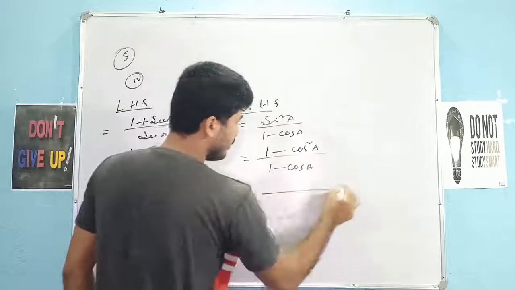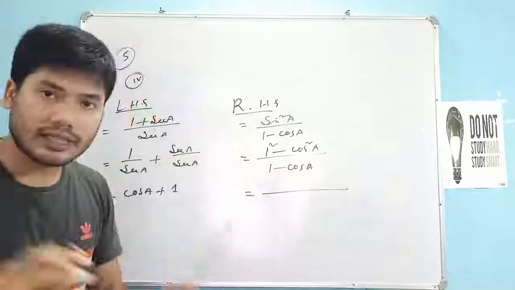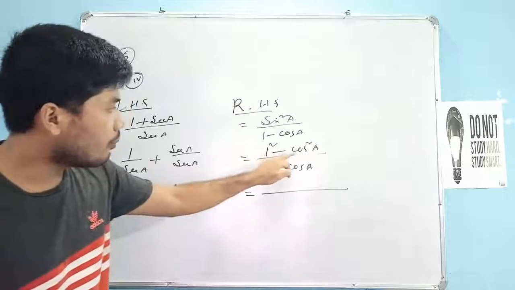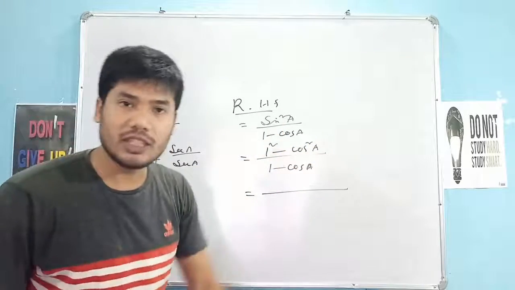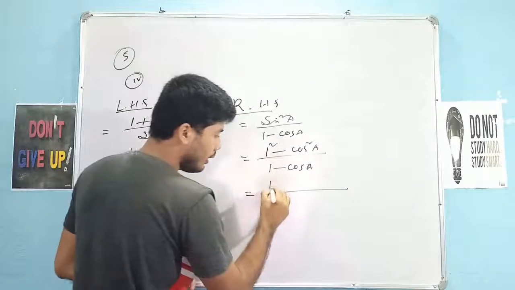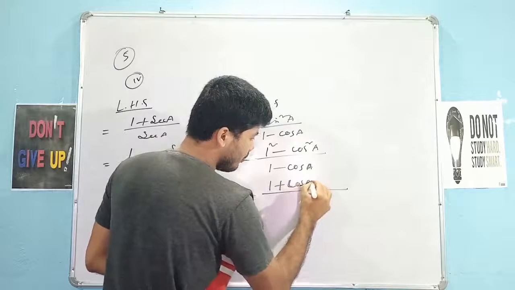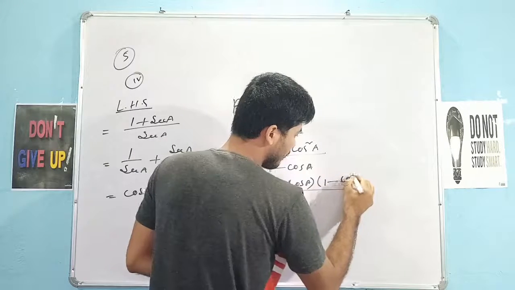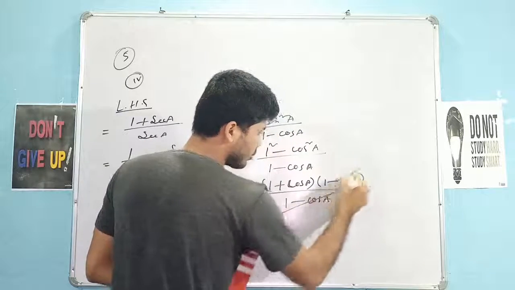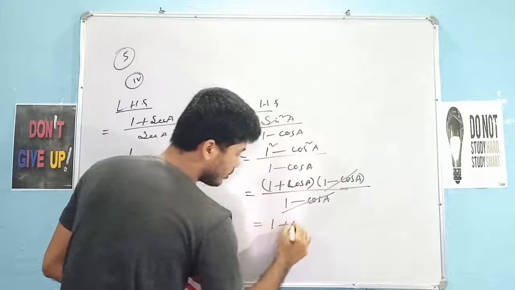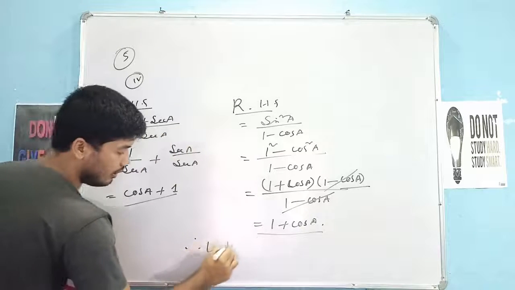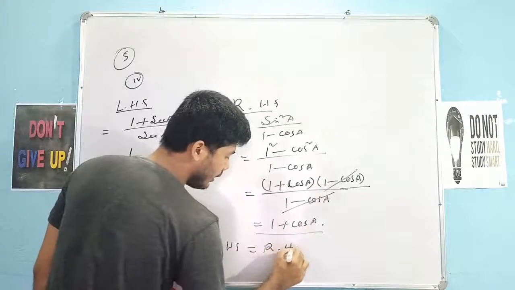Now look at here. There is nothing to be changed. 1 square is 1, so nothing changed. So 1 square minus cos square a, that is a square minus b square, which is a plus b into a minus b. And 1 minus cos a, 1 minus cos a removed, that is 1 plus cos a. Therefore, look at here, this is the result, right? Therefore, left hand side is equal to right hand side.